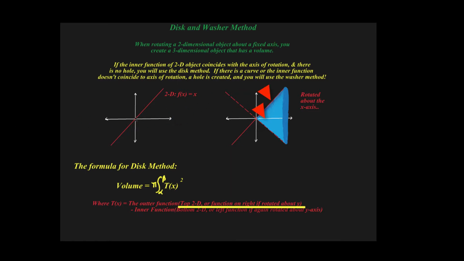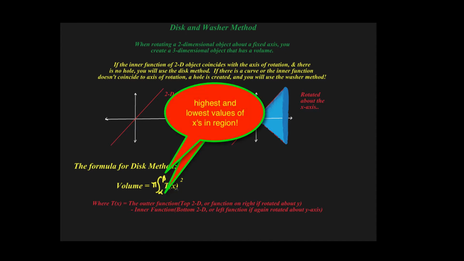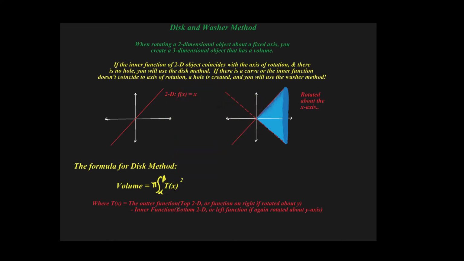So two-dimensionally, if we're rotating about the x-axis, you can see that the bottom function would be y equals 0, creating that triangle looking shape right there. And when you rotate it, there's your triangle in 2D, but then it becomes a 3D object. So you can find the volume again by using this formula. T of x is just the top function or outer function minus the inner function of your 3D object.